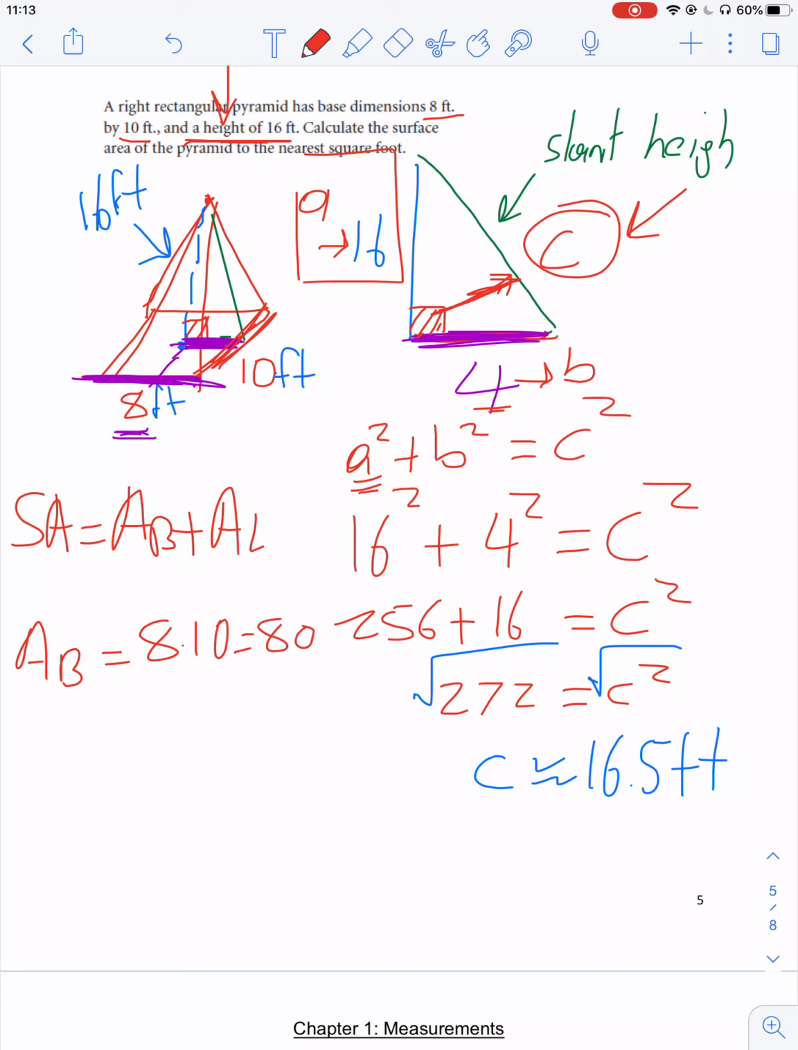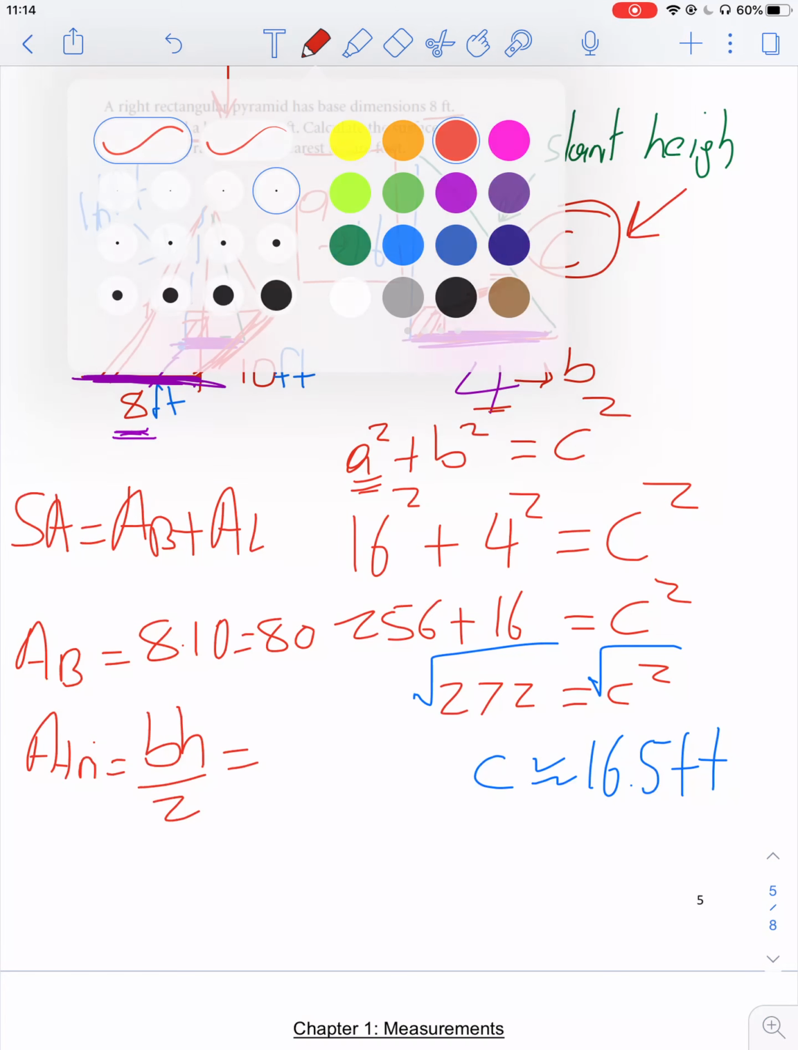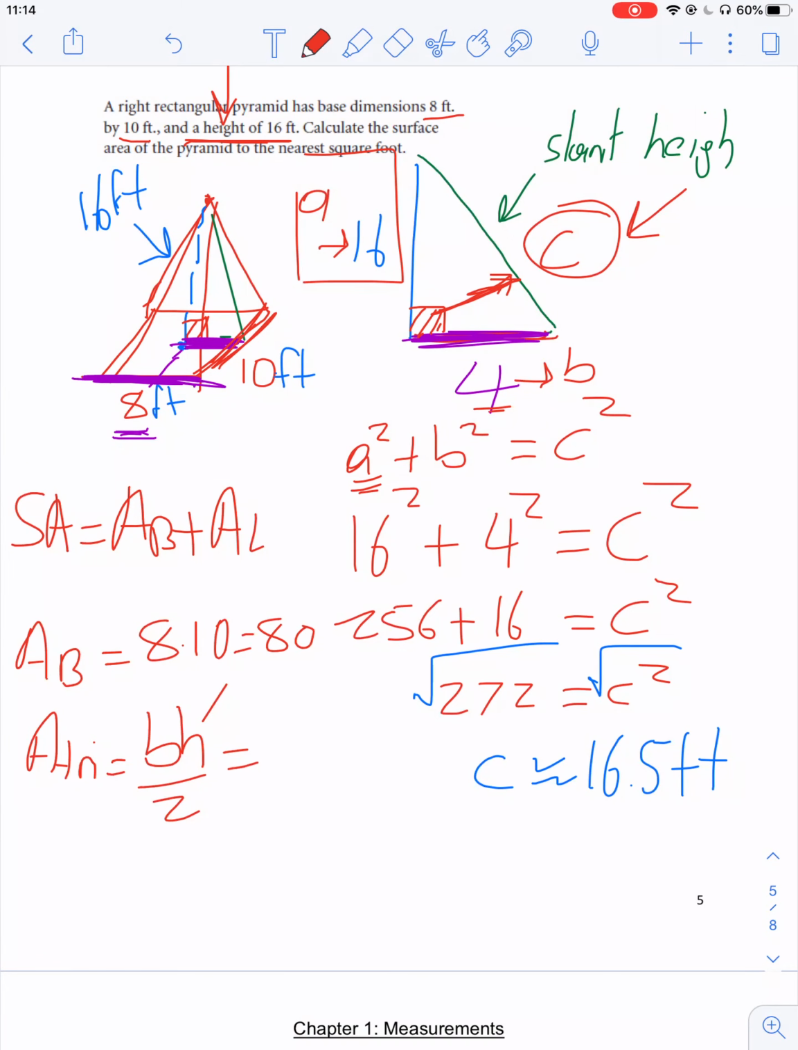Now, how do you find the lateral area? Again, your walls are made up of triangles, right? So you find the area of one triangle, and then you have to multiply by 4 because there are actually 4 triangles, since your base has 4 sides. The area of one triangle equals base times height divided by 2. But this height is the slant height, right? This one. So maybe, you know what, let me be consistent with my colors.